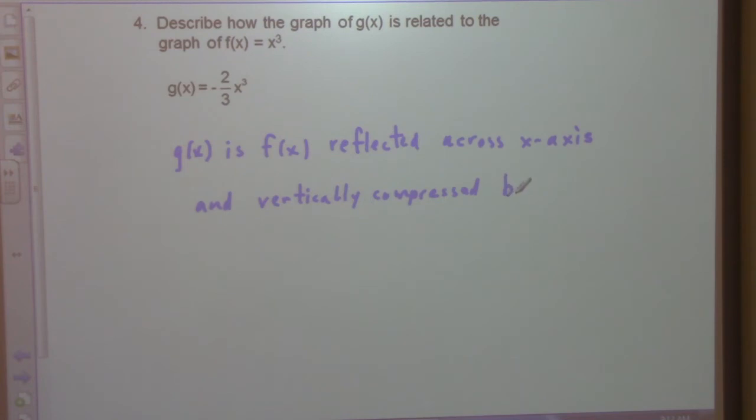By a factor of 2/3. Okay, so that's going to be it. And again, you can test your hypothesis with a calculator, right? Okay.